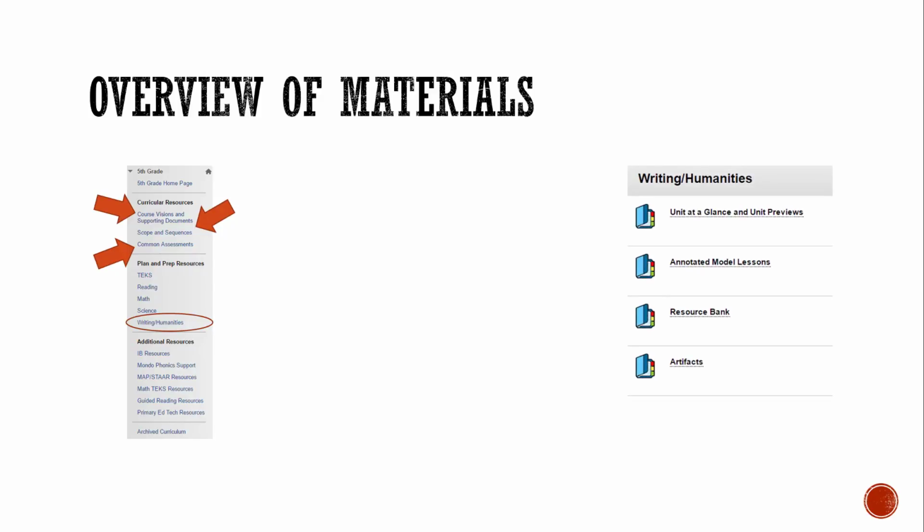You'll find the course visions and supporting documents, the scopes and sequences, and the common assessments there, including the answer documents and norming assessments. You'll also find the information I provide for you in the Writing Humanities section, where you'll find the unit at a glance and unit previews, which were located where you found this video, the annotated model lessons, the resource bank, and the artifacts, which are previous examples of student work.